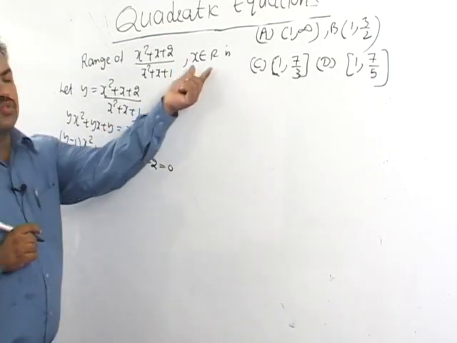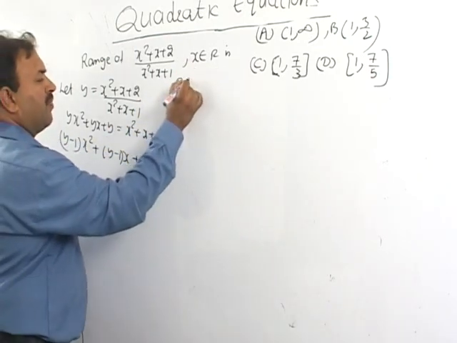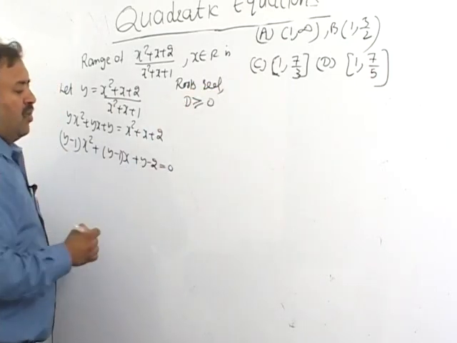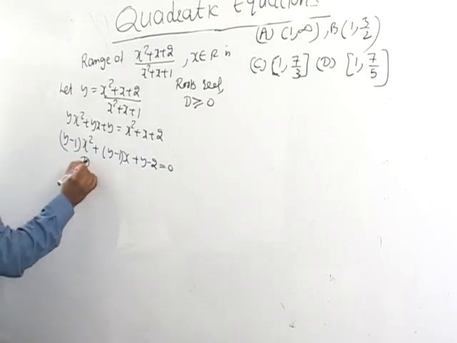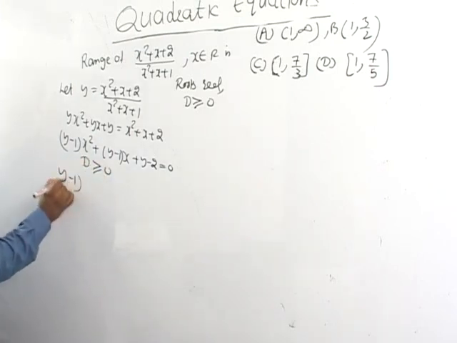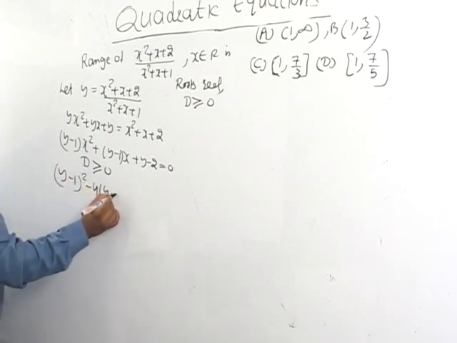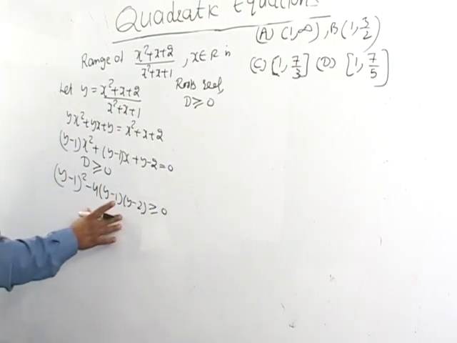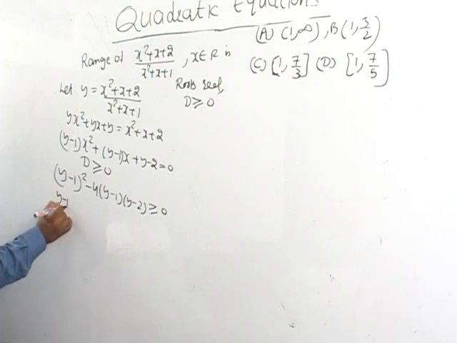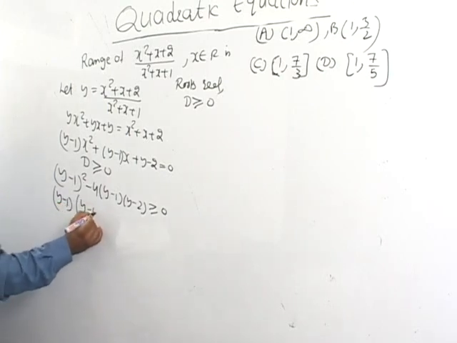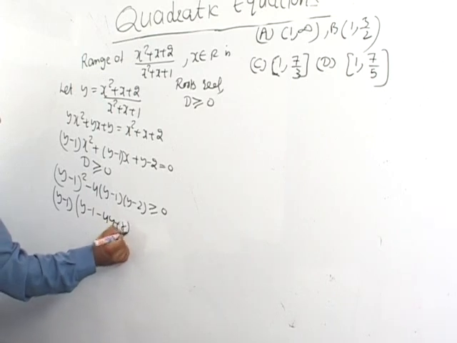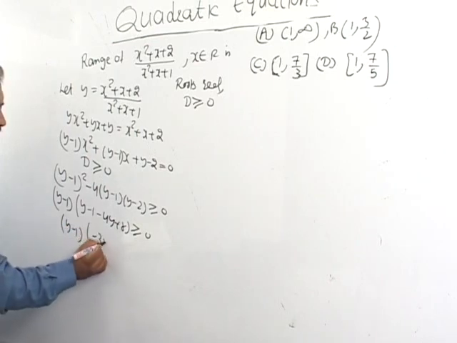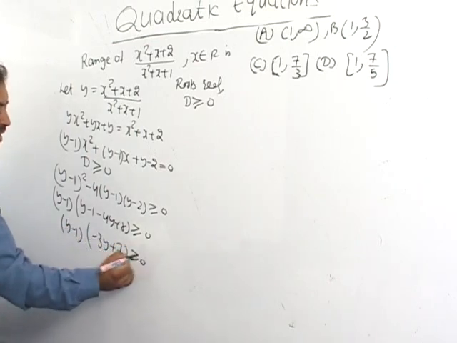See, x belongs to real means roots are real. Roots real means D will be greater than or equal to 0. That means (y minus 1) whole square minus 4(y minus 1)(y minus 2) greater than or equal to 0. Now instead of simplifying directly, I'll take y minus 1 common. I get (y minus 1)(y minus 1 minus 4y plus 8) greater than or equal to 0. I get (y minus 1)(minus 3y plus 7) greater than or equal to 0.